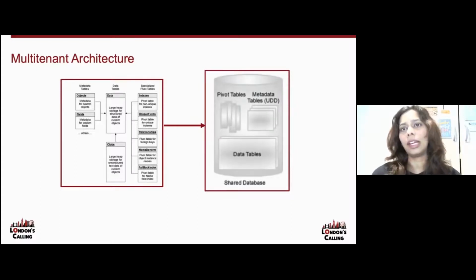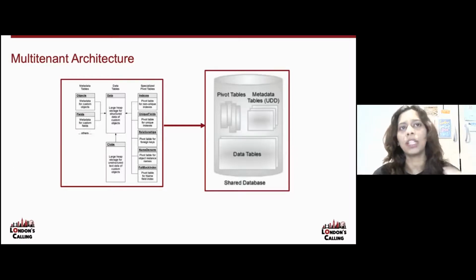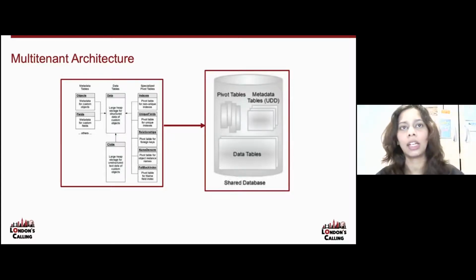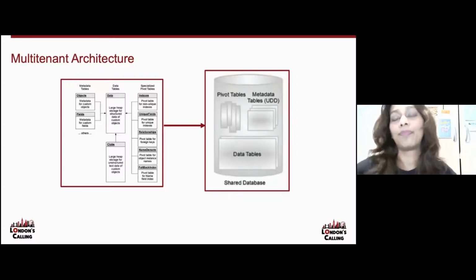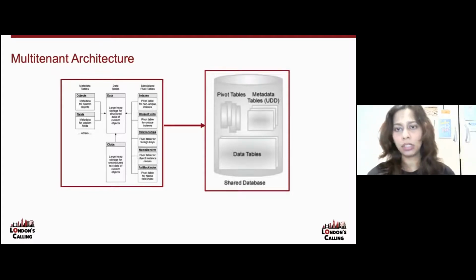So we have a shared database, we have data tables, and those data tables are comprised of pivot tables and metadata. There are so many smaller tables involved. If you want to make a query from a single object, it requires so many interactions or calls to different tables.